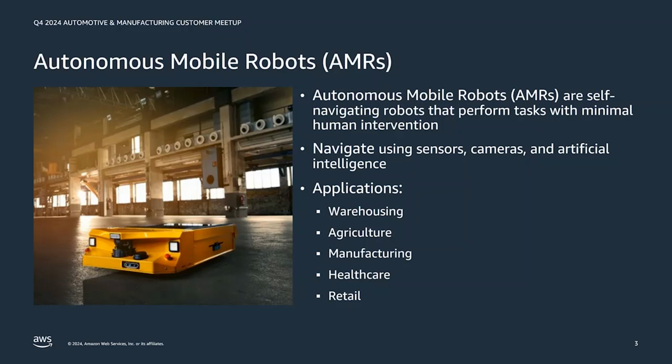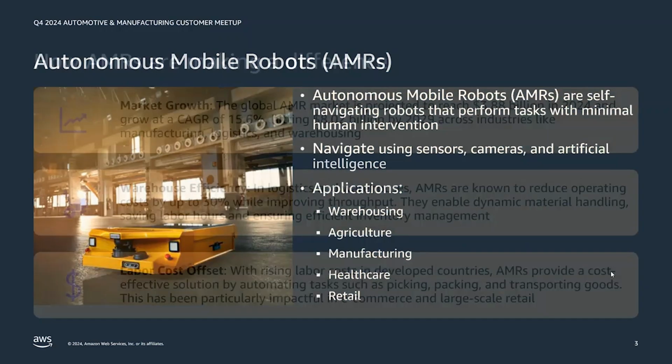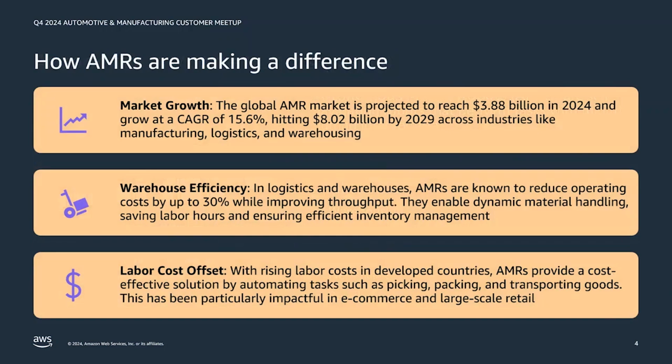As Continental mobile robots, we are into the warehousing and agriculture space, which I'll be showing you those robots too in a while. Some numbers and figures on how this whole AMR domain is shaping up, and what the future looks like. Currently the global AMR market is projected to reach 3.88 billion by 2024, though this is a little outdated data, and it's expected to hit 8.02 billion by 2029.